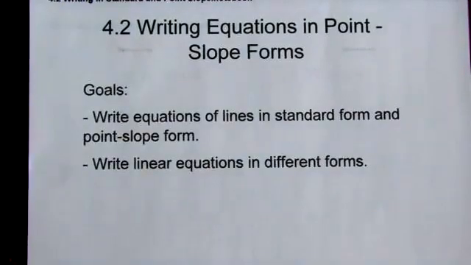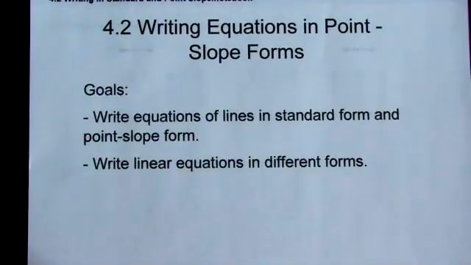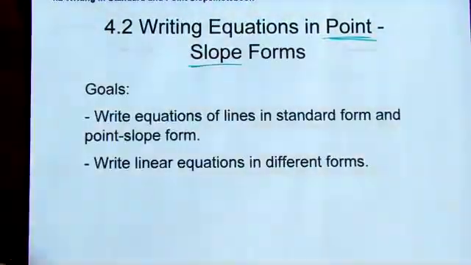Right, so we're going to look at point slope form. We've seen slope intercept. Remember, slope intercept was y equals mx plus b. We've seen standard form, that's ax plus by equals c. We will be going back to standard form here in a little bit. But we're going to look at the new one, and that is called point slope.